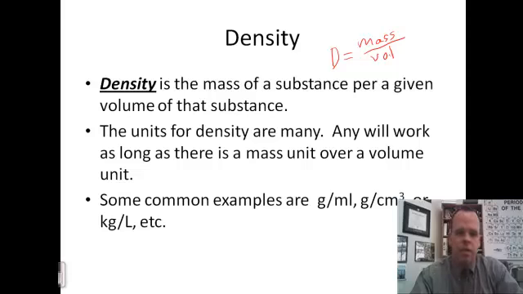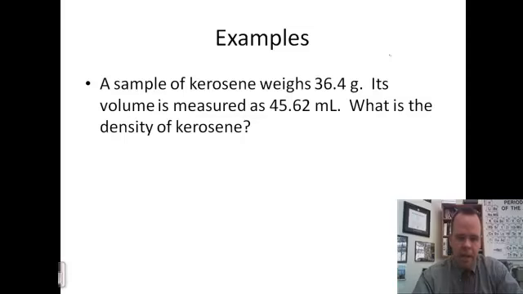When we look at the units for density, we're looking at the common units of grams per milliliter. That's going to be our most common one we're going to use in this class because we'll generally use grams for our balances and milliliters from our graduated cylinder. We could also do grams per centimeter cubed, kilograms per liter, basically any mass unit divided by any volume unit. Let's look at a couple of examples here and then we will wrap up this chapter.